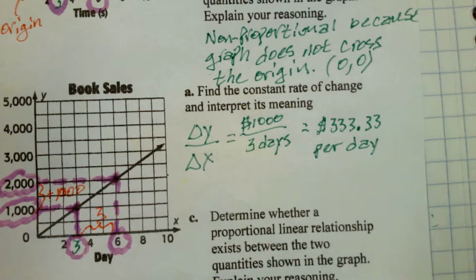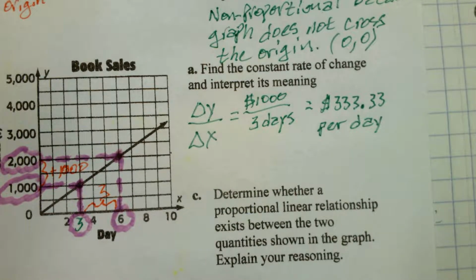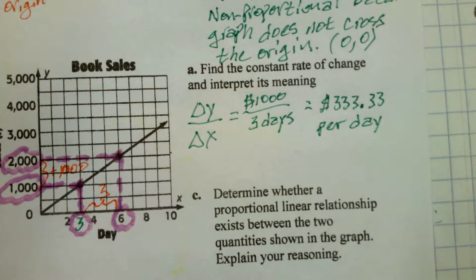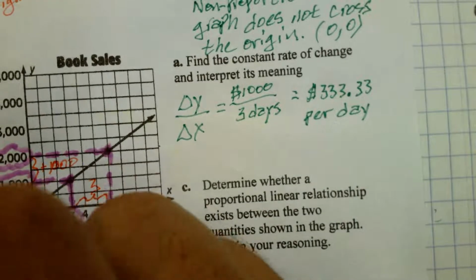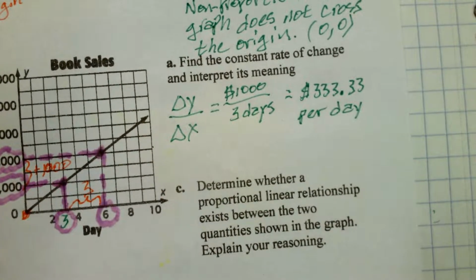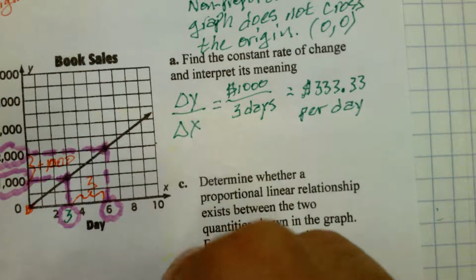So that's our unit rate, which is really the rate we want. So the book sales is $333 every day. All right. So that's our constant rate of change. Look at the graph. Is this a proportional graph? Yes, it is. Mainly because it's going through the origin. It's going through 0, 0. If the graph crosses there, it is proportional. So we can say it is proportional.